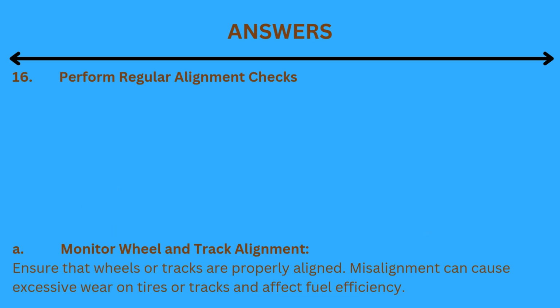16. Perform regular alignment checks. Monitor wheel and track alignment. Ensure that wheels or tracks are properly aligned. Misalignment can cause excessive wear on tires or tracks and affect fuel efficiency.